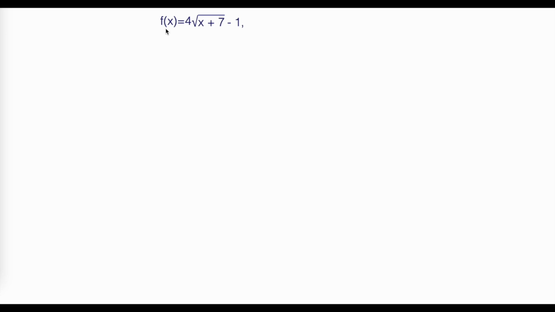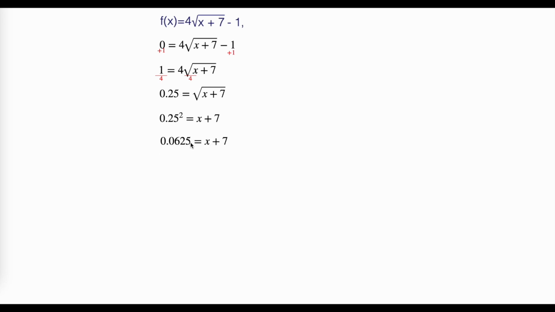So we set the function equal to 0, and that gives us 0 is equal to 4 times the square root of x plus 7, minus 1. I want to get rid of that minus 1, so I am going to add 1 to both sides. That gives us 1 is equal to 4 times the square root of x plus 7. I want to get rid of the 4, which is multiplying the square root, so I divide both sides by 4. That gives us 0.25 is equal to the square root of x plus 7. I want to get rid of the square root, so I'm going to square both sides. 0.25 squared is 0.0625, or 1/16, which is equal to x plus 7. Subtract 7 from both sides to get the x alone, and that gives us negative 6.9375 is equal to x. When's it positive?